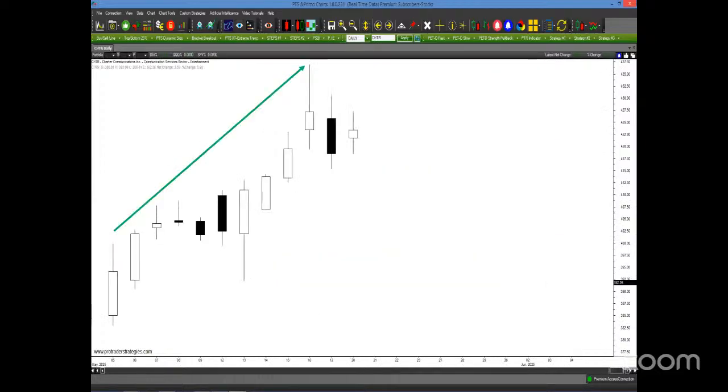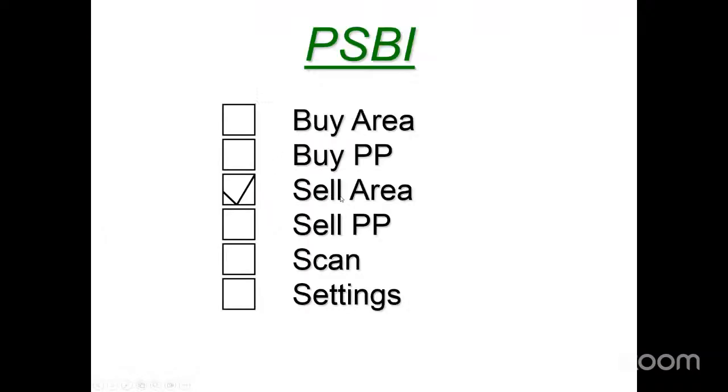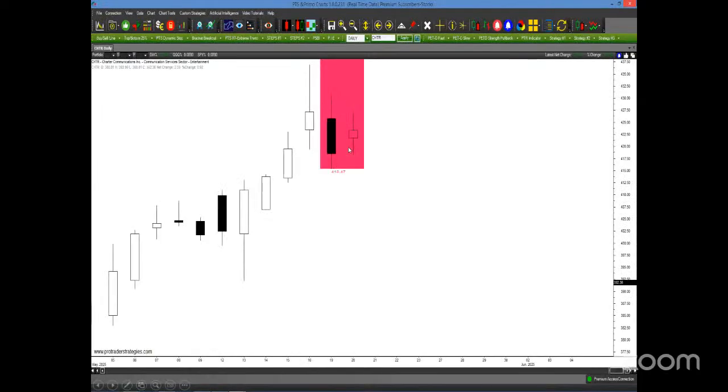Another example here in Charter. Obviously, this is going higher, as we can see with the green arrow. So we're not looking for it to break out to the upside. It's already done that. We're looking if it's going to break down. Now, if the indicator does not identify a breakdown area, nothing will be displayed. But if we click on the PSBI right here in the green strategy tab, and in the sell area, we see, yes, it has identified a secret sell area.